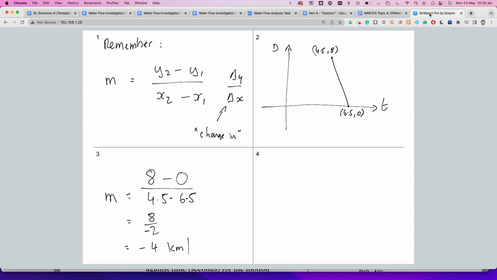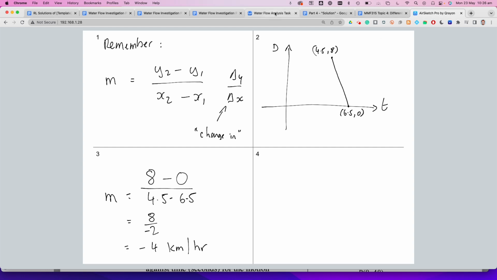And I'll put the units in for context. It's negative 4 kilometers per hour. Now, what does that mean? It means that I traveled at 4 kilometers per hour. That's my speed. And the negative in front of it means, in the context of this problem, I was traveling towards home as opposed to away from home. So away from home was a positive gradient, towards home was a negative gradient. So I was traveling towards home at a speed of 4 kilometers per hour. Okay, you should already be familiar with that. So that's just a very brief check on it.